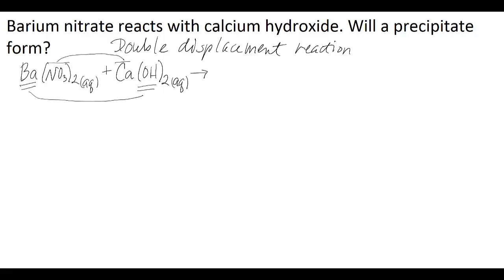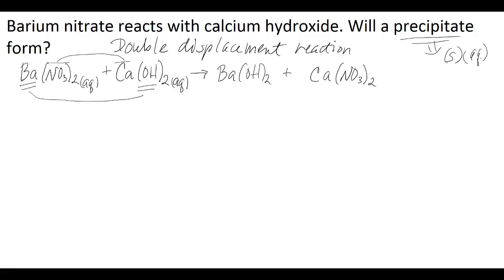So what you'll be left with for the products are barium hydroxide plus calcium nitrate. So you don't know the subscripts of those yet, because what you need to do is look at your solubility rules to determine whether or not a precipitate will form. If a precipitate forms, then you're going to have a subscript denoting a solid. If a precipitate does not form, your subscript will still be aqueous because everything will still be in solution.